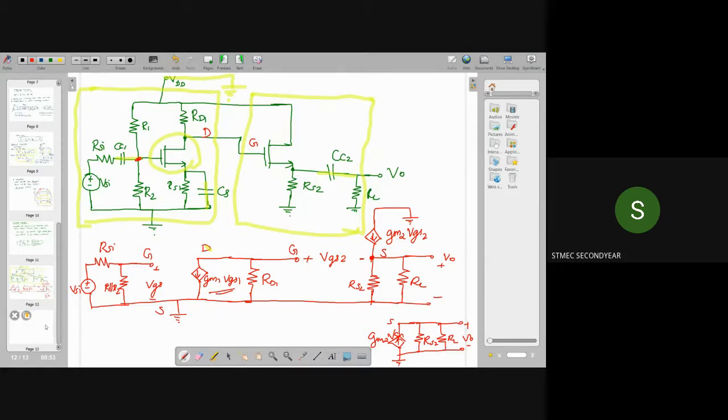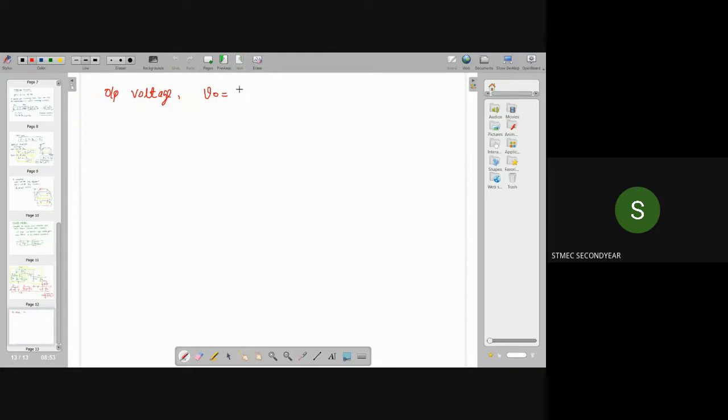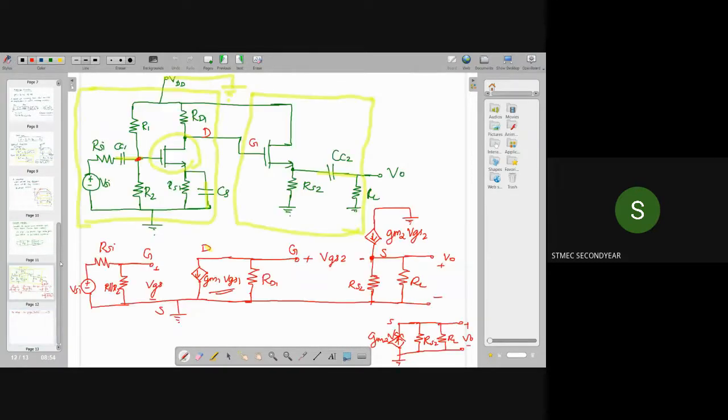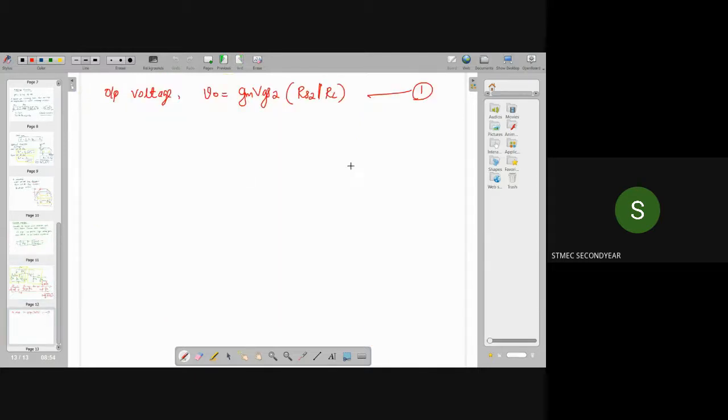So we can write the output voltage is equal to what? gm2 into VGS2 into RS2 parallel RL, right? So I am taking this as equation 1. The current is in the same direction, so we can take it as positive. So the output voltage is gm2 into VGS2 into RS2 parallel RL. That is the output voltage.